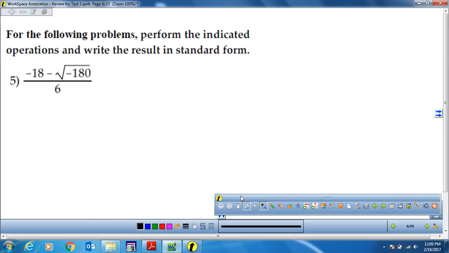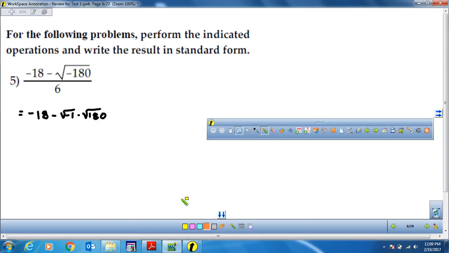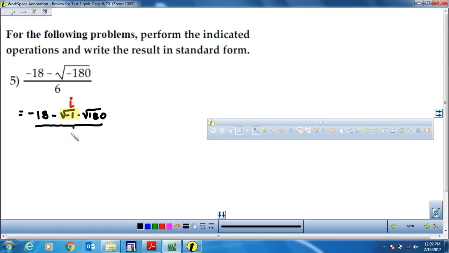Now for this one we're going to do exactly the same thing. First of all, we already know what's going to happen with the square root of negative 180. So that is the same thing as the square root of negative 1 times the square root of 180. Remember that the negative inside is going to tell you that this is a non-real solution. The square root of negative 1 becomes I, right? So everything divided by 6. So that's going to be basically negative 18 minus I times the square root of 180, but the square root of 180 has to be simplified.